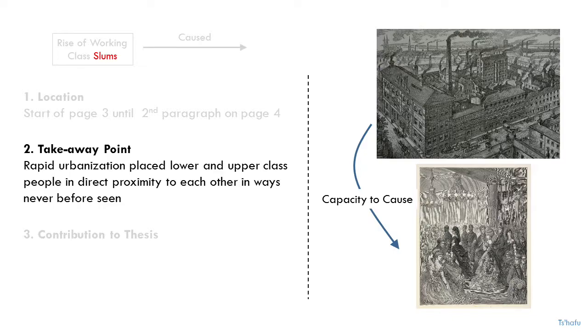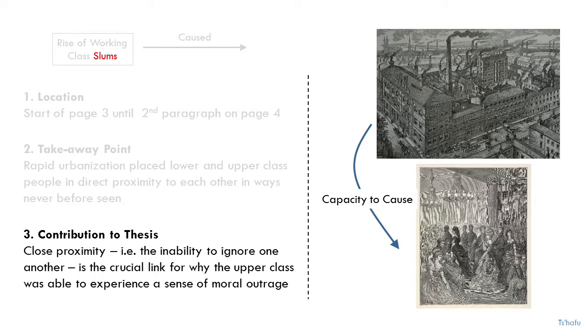And the reason why is because our focus is to really make a case for what? Well, we see it actually in the contribution of our thesis, and that is close proximity, the inability to ignore one another. That is the crucial link for why the upper class was able to experience a sense of moral outrage. Let's think about this for a second. Again, we are interested in the idea of slums' contribution to the capacity to cause moral outrage.